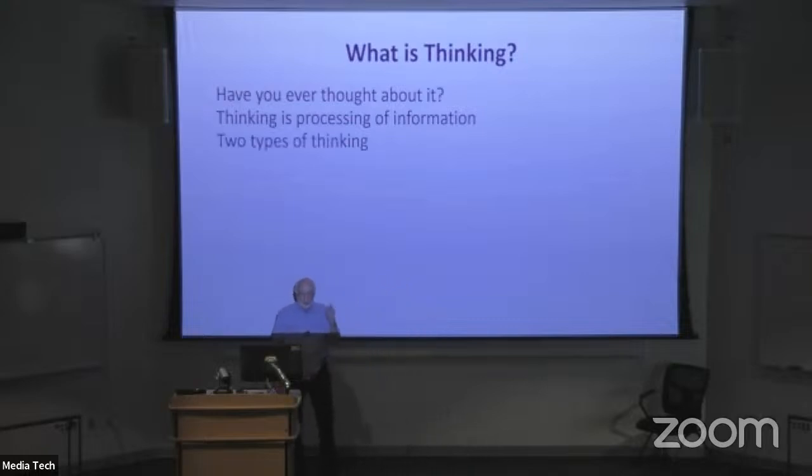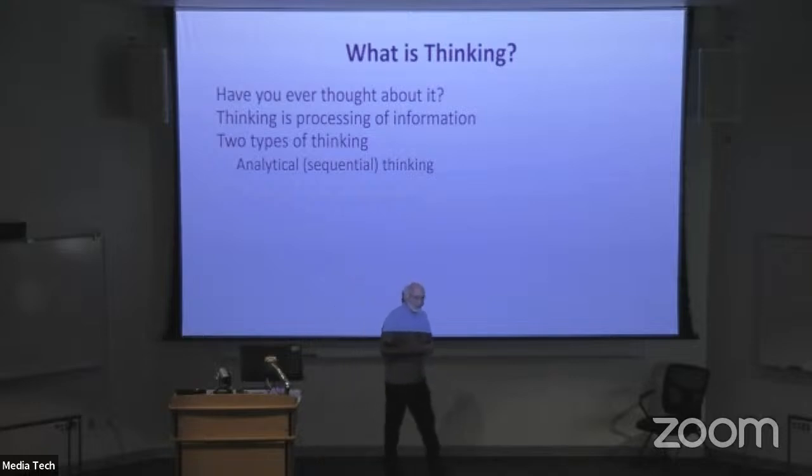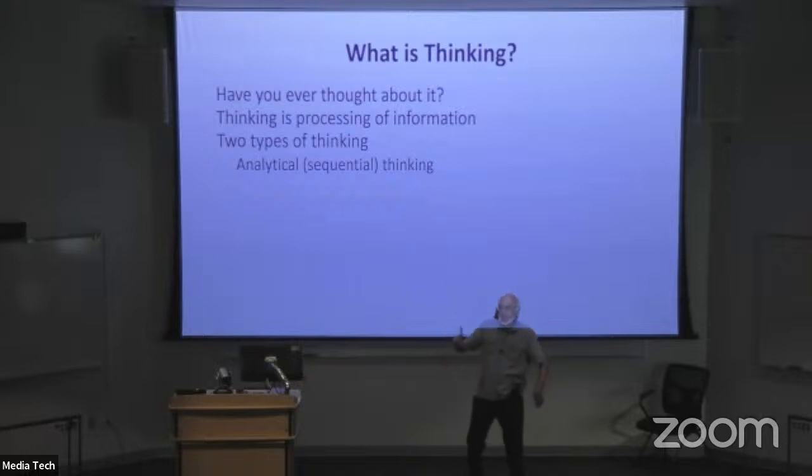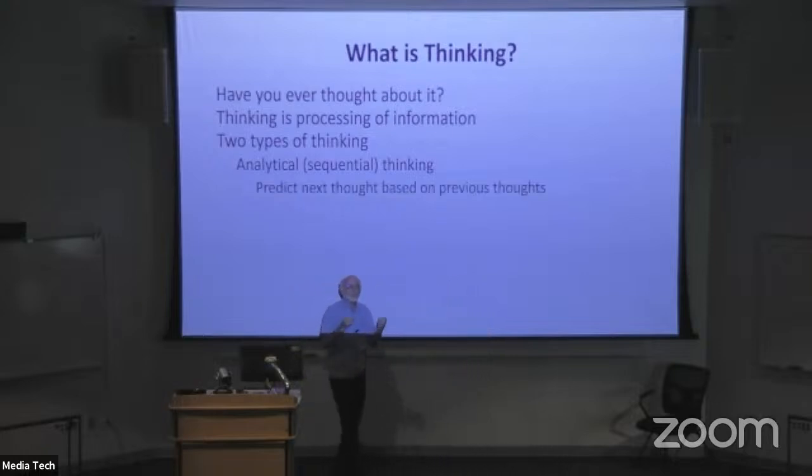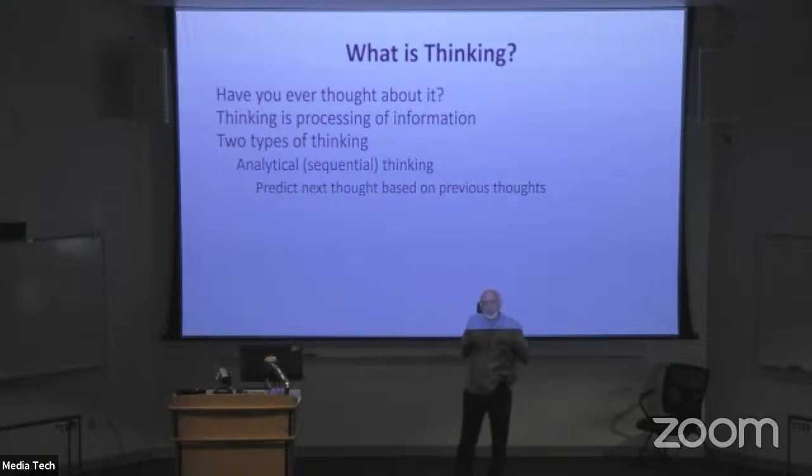It turns out there are two fundamentally different types of thinking, and we do both of them. The first one is analytical thinking. Analytical thinking is the type of thinking we do when one thought leads to another: this because of this, ergo that. There's a sequence, there's a pattern to how we think. We can predict our next thoughts pretty well based upon our previous thoughts. We can get there because there's a pattern to analytical thinking.